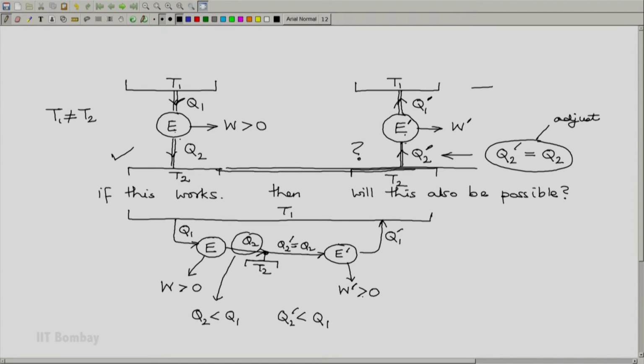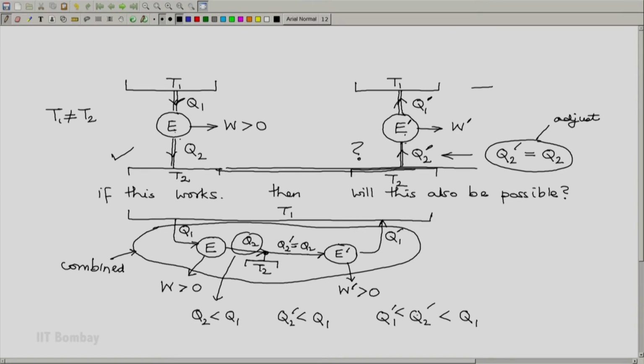Now some positive work is extracted, and we will have, by the first law, remember E prime is also a cyclic device, Q2 prime equals Q1 prime plus W prime, and since W prime is positive, Q1 prime will be less than Q2 prime, and hence we will have Q1 prime less than Q2 prime, which has been shown to be less than Q1. Now consider the whole of this as a combined engine, E and E prime put together. It is a cyclic device because E is a cyclic device, E prime is a cyclic device, and T2 does not come into picture because it receives no net heat.